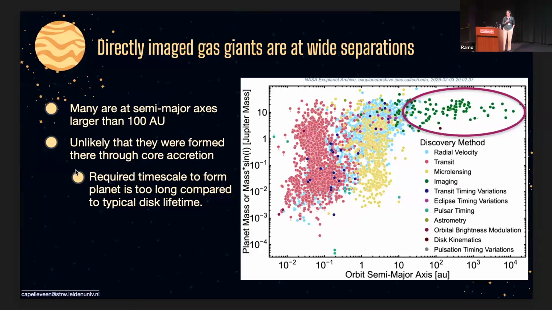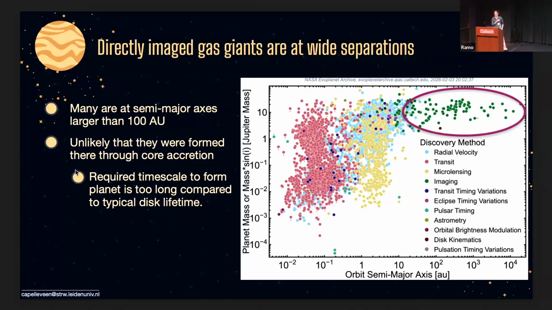So I'll just dive right into how this survey started, and that is with this figure that I think you've seen many times this week. If you look at this figure, you see that most of the directly imaged planets are at separations more than 50 AU, and many of them are at separations even more than 100 AU. So this immediately gives us a question of how did these planets get there?